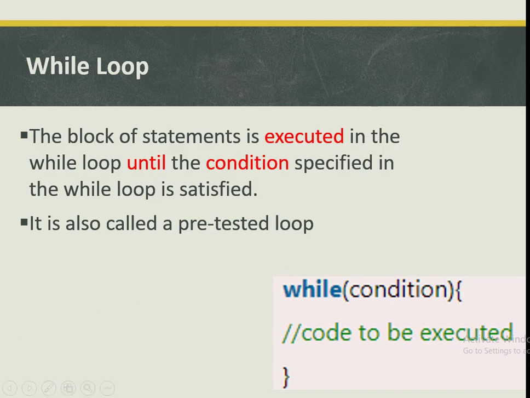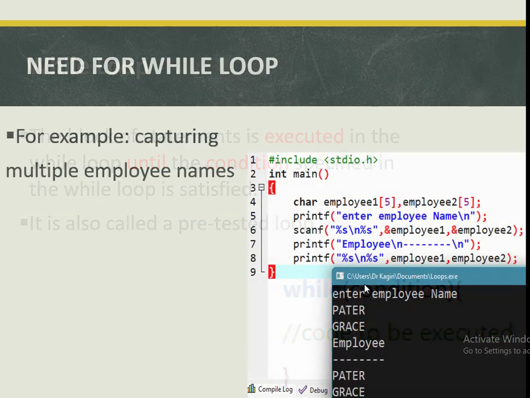So what's a while loop? A while loop is simply a block of statements that's going to be executed within the loop. This is a place where we are indicating the code to be executed, and it's supposed to be executed repeatedly until we satisfy a given condition.